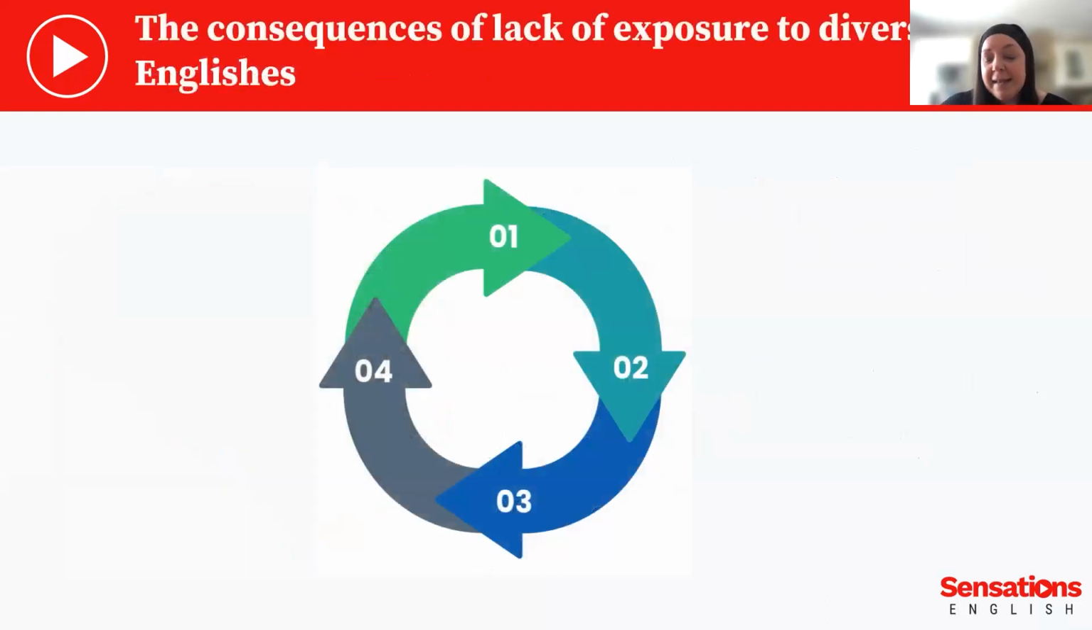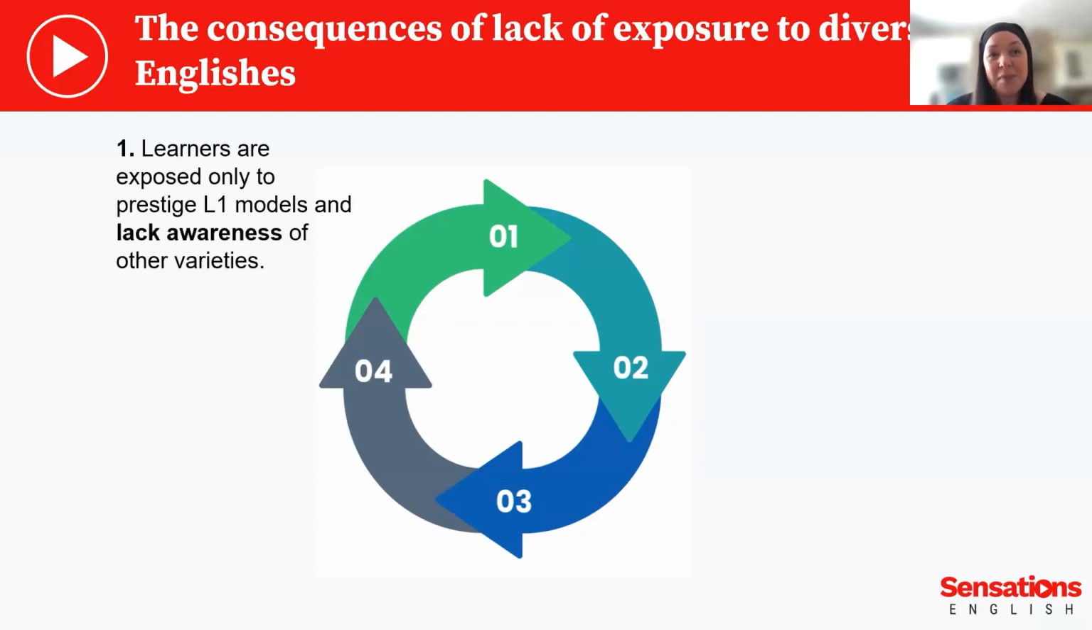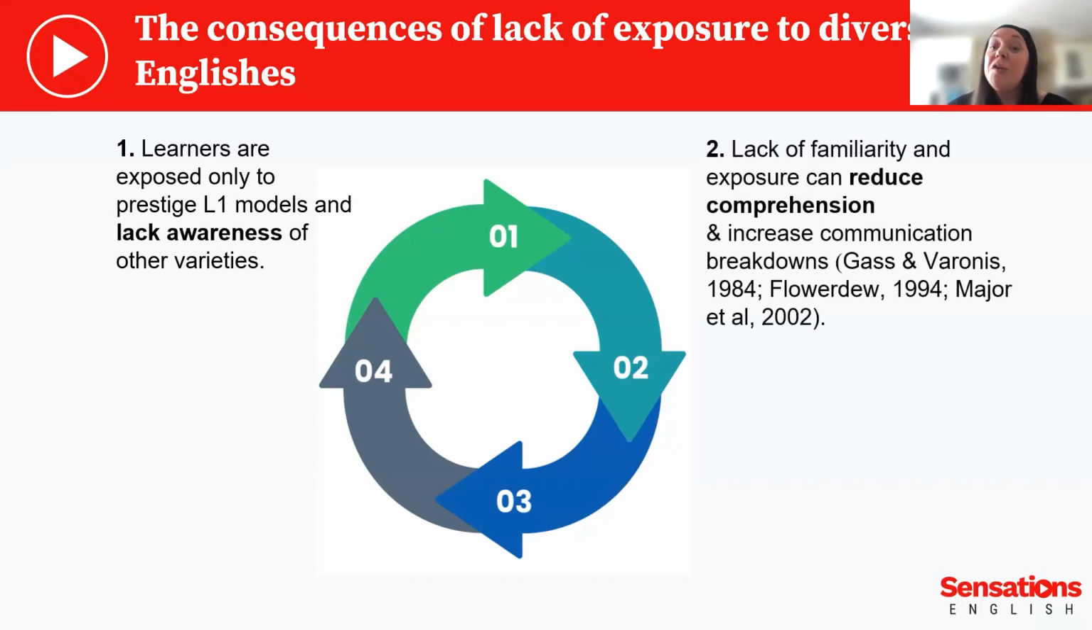I'm going to go into this in a little bit more depth now and talk about the cycle that can sometimes happen deriving from an insufficient amount of exposure. So first of all, we have learners, as I've just finished describing, who are only exposed to certain models. They lack awareness of other varieties. The consequence is reduced comprehension, or it takes longer for them to comprehend new and unfamiliar varieties. And sometimes this reduced comprehension can increase communication breakdowns.